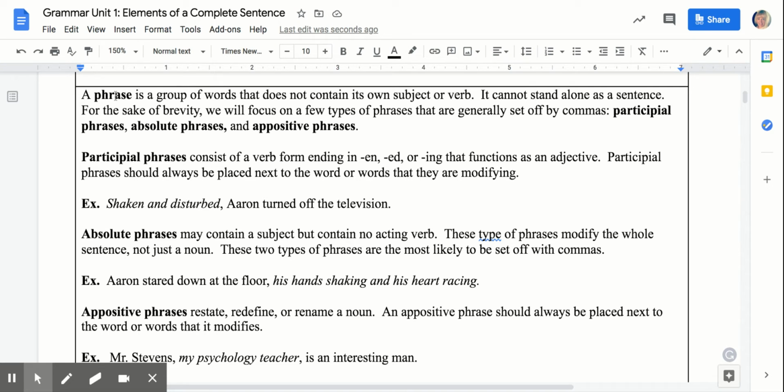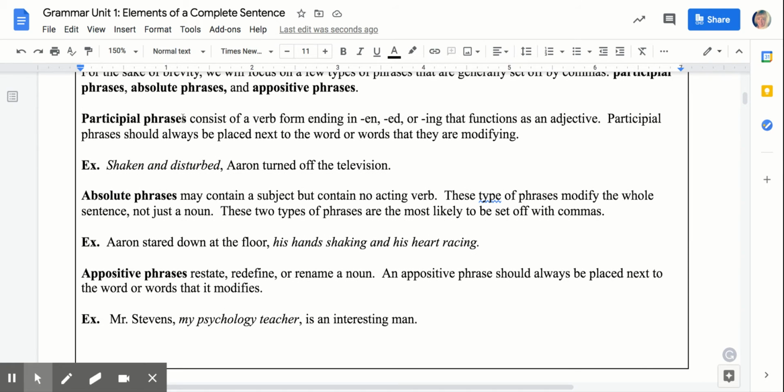And these are phrases. So we just talked about clauses, but now we're going to talk about phrases. And phrases are a little bit different than clauses. Let's take a look at the definition. A phrase is a group of words that does not contain a subject or a verb. It might have one, but it does not have the other. It cannot stand alone as a sentence. And we are going to focus on three types of phrases in this course: participial, absolute, and appositive phrases. And generally, we're going to use commas when we use these types of phrases.